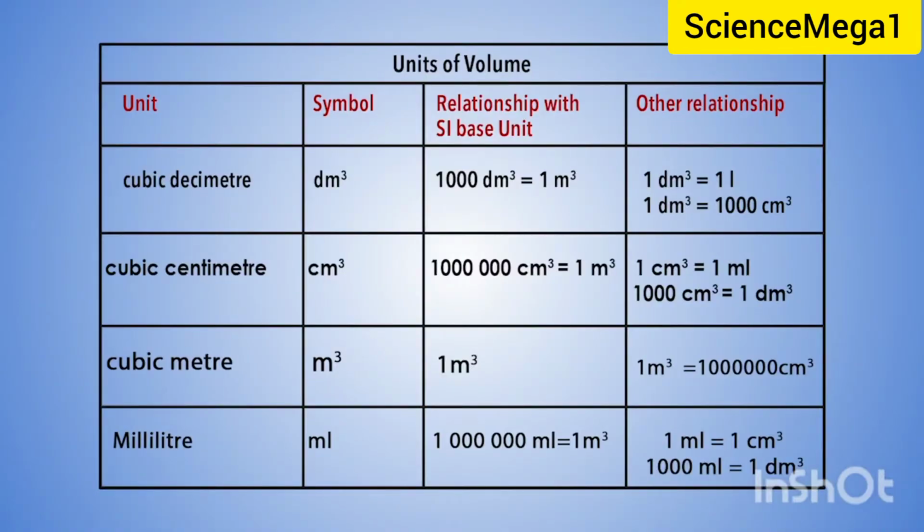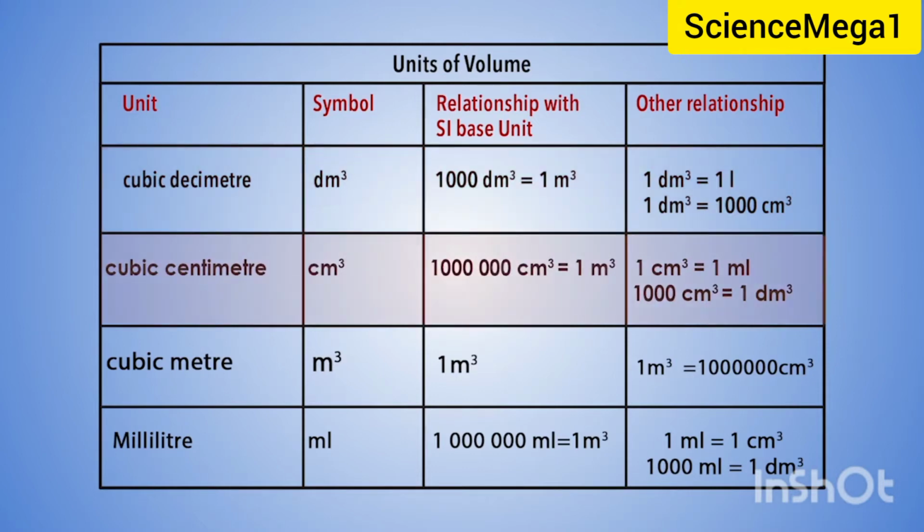The table shows the relationship that exists among various units of volume. The table is about units of volume. It has 4 columns. We have units, symbol, relationship with the SI base unit, and other relationship. The first one is cubic decimeter with a symbol of dm cube. Its relationship is 1,000 cubic decimeter is equal to 1 cubic meter. Other relationships, we have 1 cubic decimeter is equal to 1 liter. We also have 1 cubic decimeter is equal to 1,000 cubic centimeter.